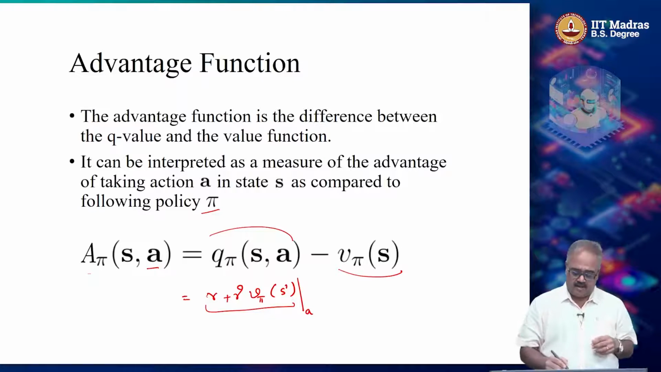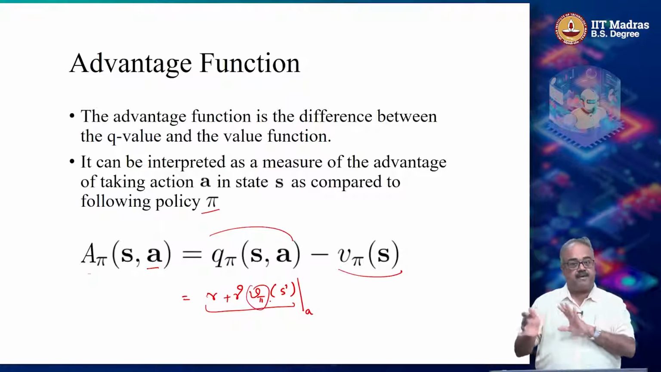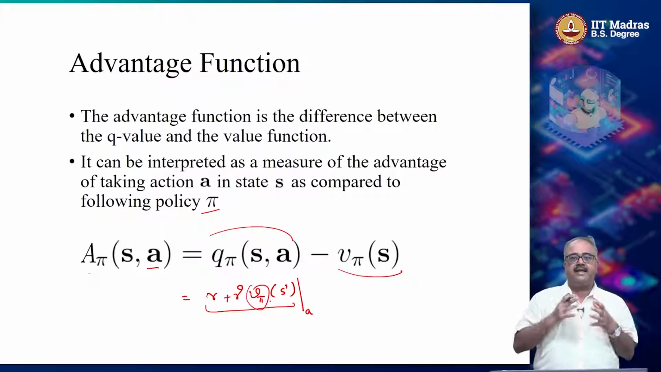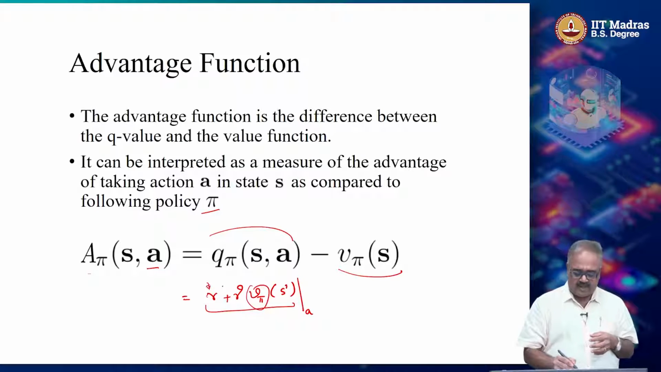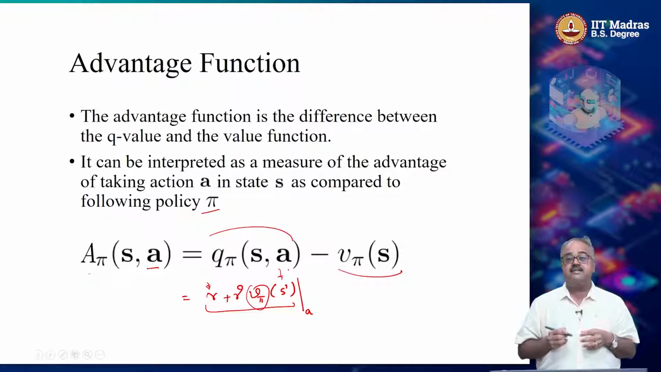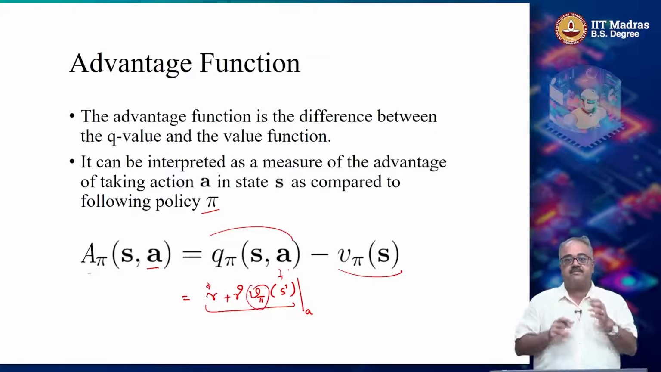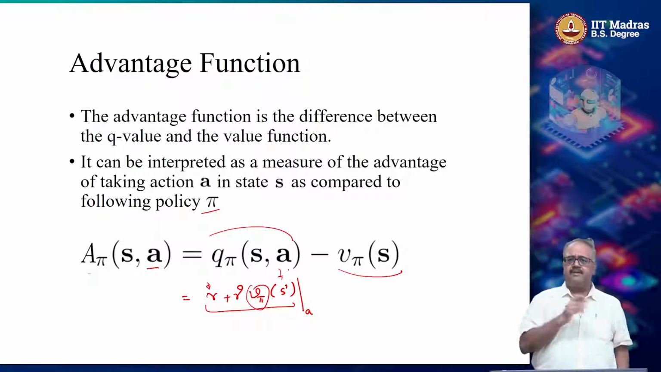policy pi thereafter. So, the follow policy pi thereafter part is captured by the V pi, and taking action A is captured by the sample R and the sample next state S prime that I am getting, because all of this was sampled by taking action A, right. So, we looked at it already, right.